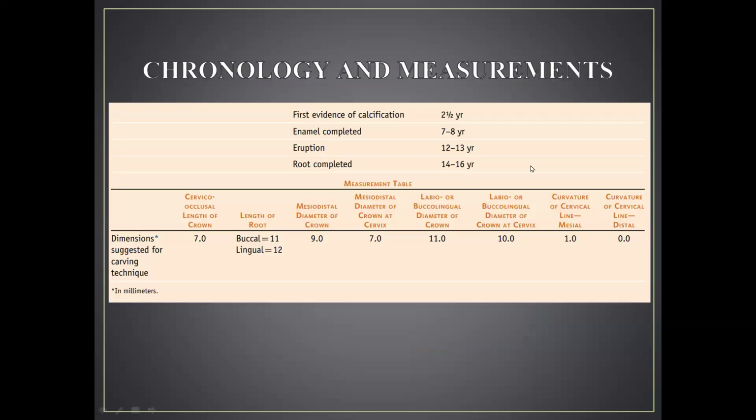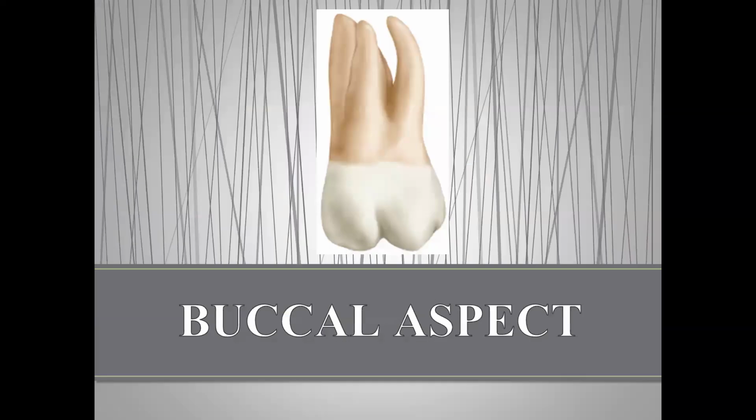Then this is the chronology and measurement. The first evidence of calcification is at about 2.5 years, and the enamel completion is approximately 7 to 8 years. Eruption is at 12 to 13 years, and the root completion is at 14 to 16 years. And this is the measurement table, and this is very important for your carving purpose. So we'll see in detail each aspect by comparing it to the first molar.